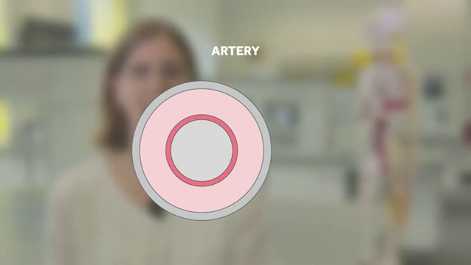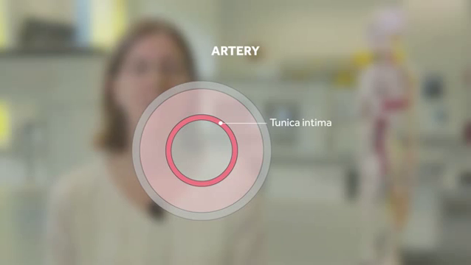The innermost layer, or tunica intima, is made up of a layer of endothelium. The endothelium has several important roles. It lines the vessel, regulating the fluid that can leave the blood. It also provides a protective barrier between the blood and the rest of the vessel wall. Finally, it also secretes factors, which are involved in regulating blood pressure.